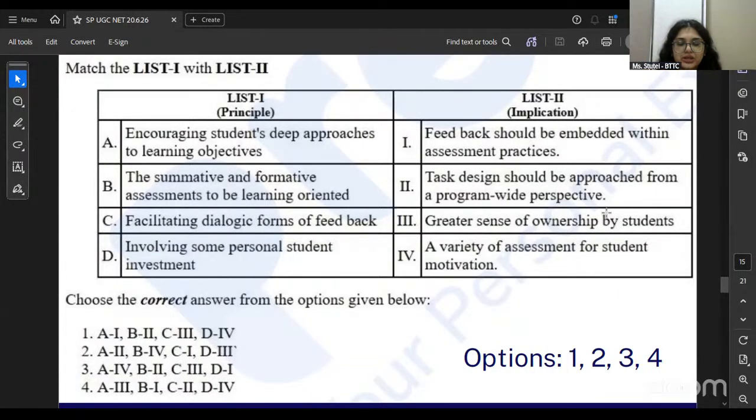Like it matched to me, and in my head I was like, this is 100% making sense to me. So my eyes narrowed down to option number 2, where I can see that C is connected to option number 1. Then the second most obvious option for me was that involving some personal student investment was very well connected to greater sense of ownership by students. So then I was like, yeah, these two are very obvious to me.